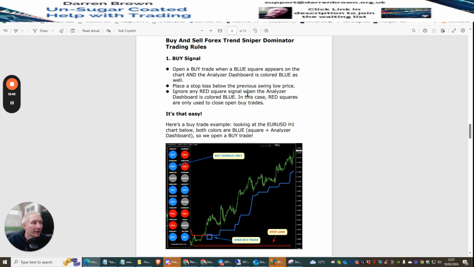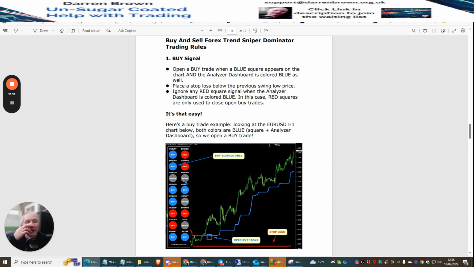Ignore any red square signal when the analyzer dashboard is colored blue. In this case, red squares are only used to close open buy trades. It's that easy. Here's a buy trade example. Looking at the Euro USD in a 1 hour chart below, both colors are blue. Let's have a look at what we're looking at. Euro USD. So this is buy and this one down here is buy. So the square and the analyzer dashboard agree, so we open a buy trade.